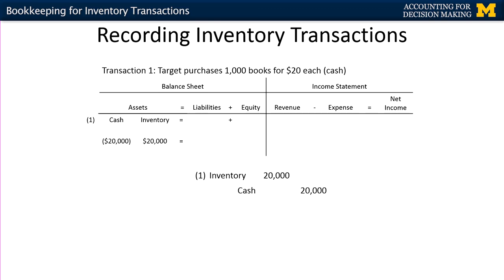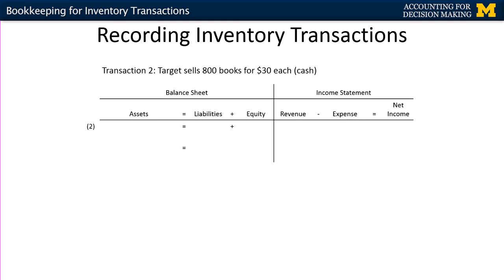The journal entry is going to show you the same thing. We no longer have cash, and we now have inventory. And just for completeness purposes, here's the T accounts, which again show cash has gone down, inventory has gone up. Now we're going to hold these items, and eventually we're going to sell them. So let's take a look at that transaction.